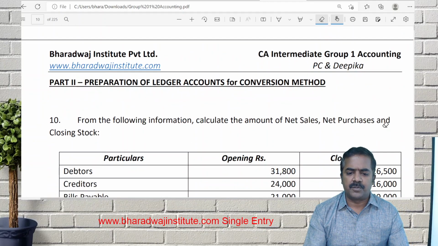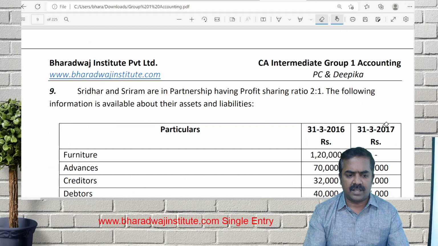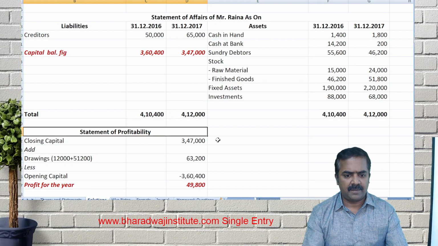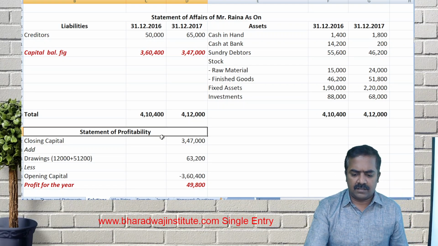Then we will proceed with which one? Preparation under which method? Final accounts method. Try this at home. Okay. Copy this. 2 minutes. Wait.